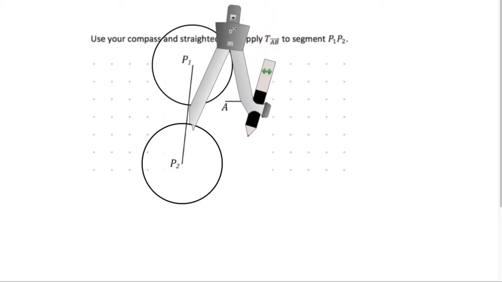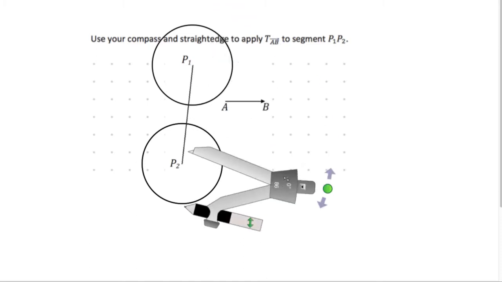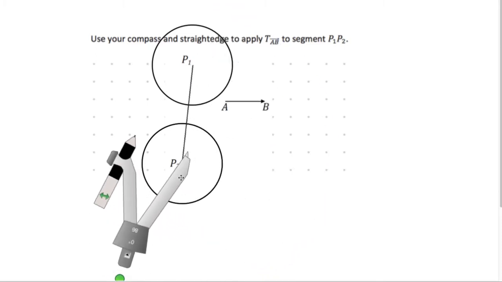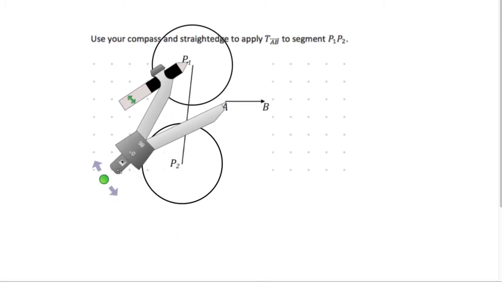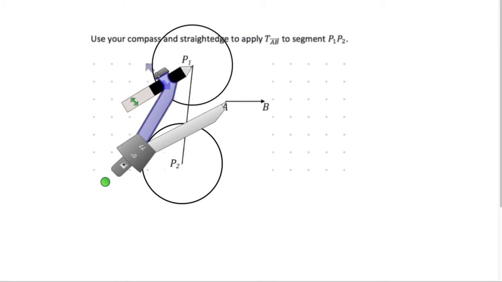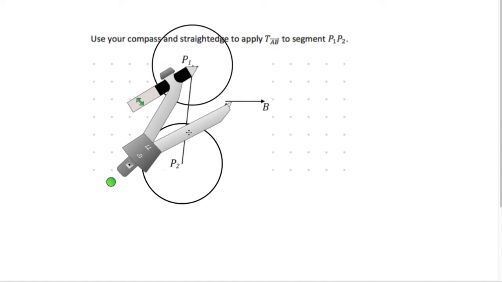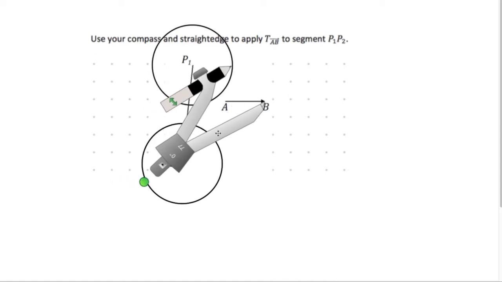Let me rotate this down here. So you're saying from A to P1, measure that difference, and then draw that circle around B. Okay, everyone is following. We measure the distance between A and P1, and then we move the compass around B, and we're going to make a little tick mark.